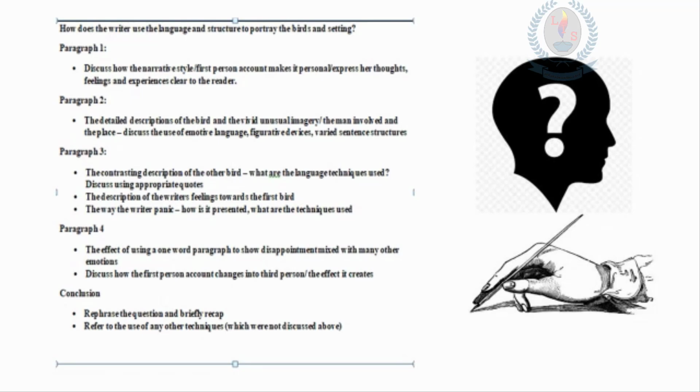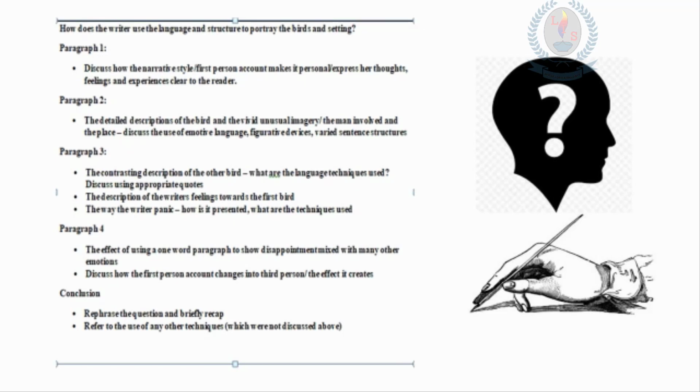Paragraph 1: Discuss how the narrative style, a first-person account, makes it personal and expresses her thoughts, feelings, and experience clearly. Paragraph 2: The detailed descriptions of the bird, the vivid, unusual imagery, the man involved, and the place. Discuss the use of emotive language, figurative devices, and varied sentence structures.